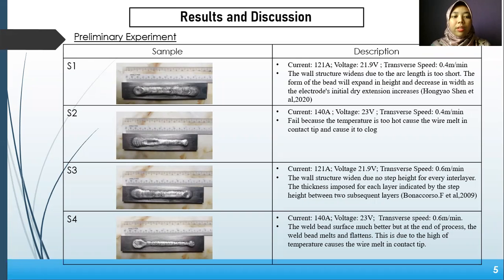So this is the result and discussion. This section describes the preliminary experiments that were taken with several runs to get the best selection of parameters and variables. In gas metal arc welding, the parameters and variables are one of the major parts that need to be focused and controlled to give the best quality of deposition. So here are some of the preliminary experiments.